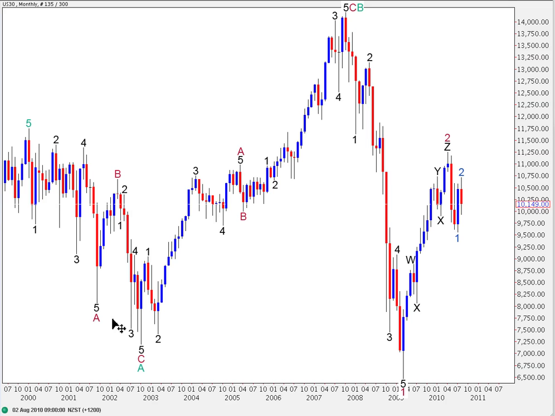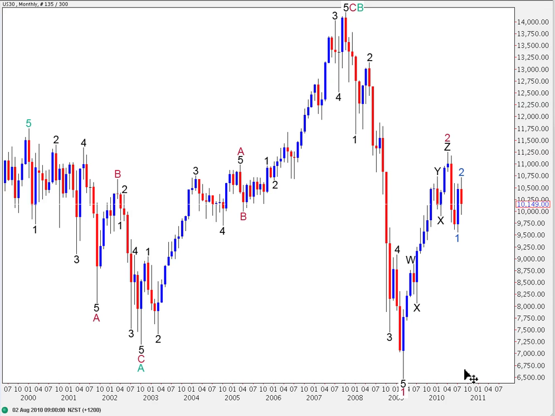This wave A lasted 3 years, B lasted 5 years. If C lasts a Fibonacci 8 years, the next number in the sequence, that'll end in October 2015. If C reaches 1.618 the length of wave A, which is the most common relationship between the two for an expanded flat correction, of which this ABC structure is, we'll get down to 6,832 points.